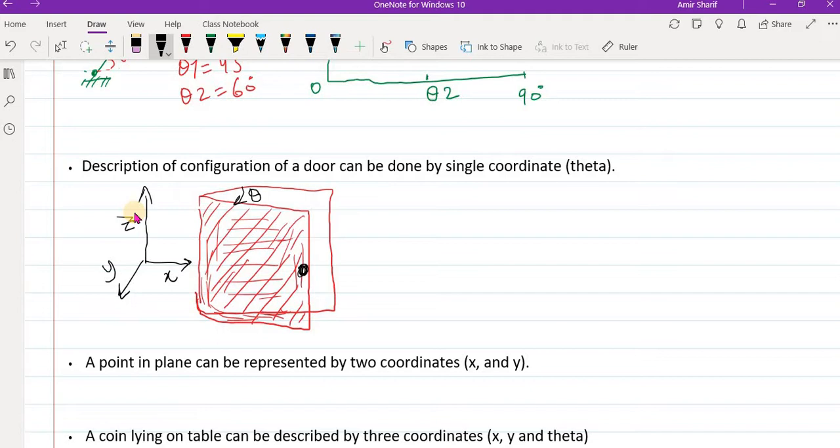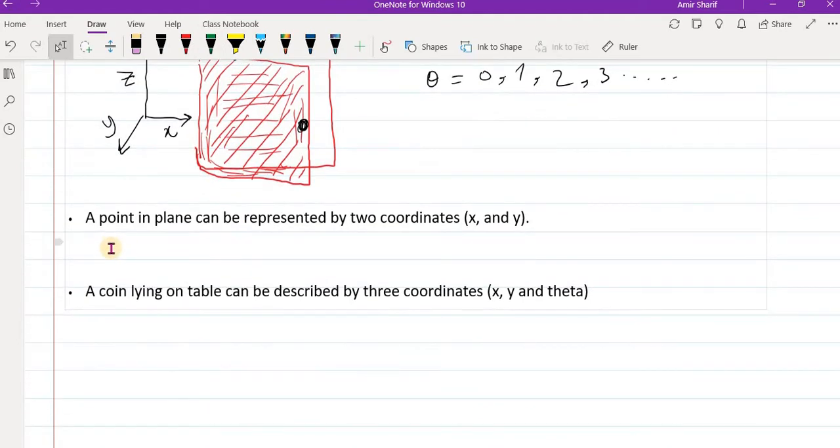So its configuration space will have only one variable, and that will be theta equal to 0, 1, 2, 3 and so on up to 90, or you can say maybe less than 360. This is how we define the configuration and the configuration space of a door.